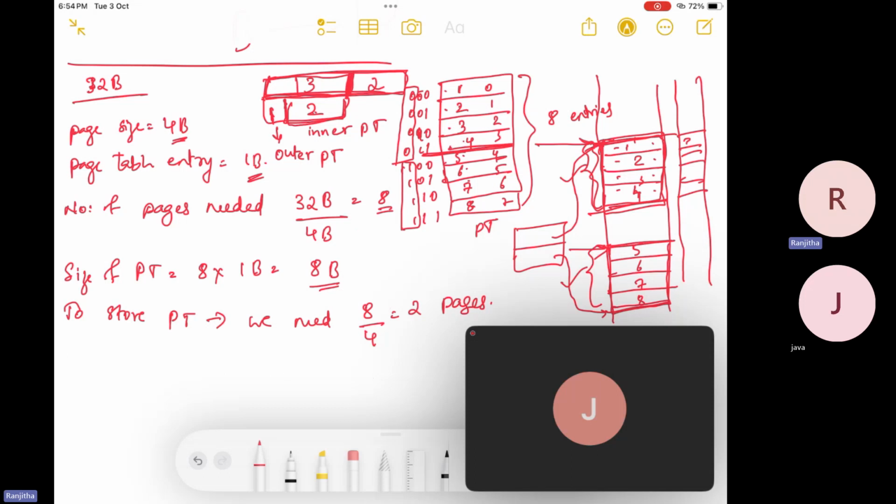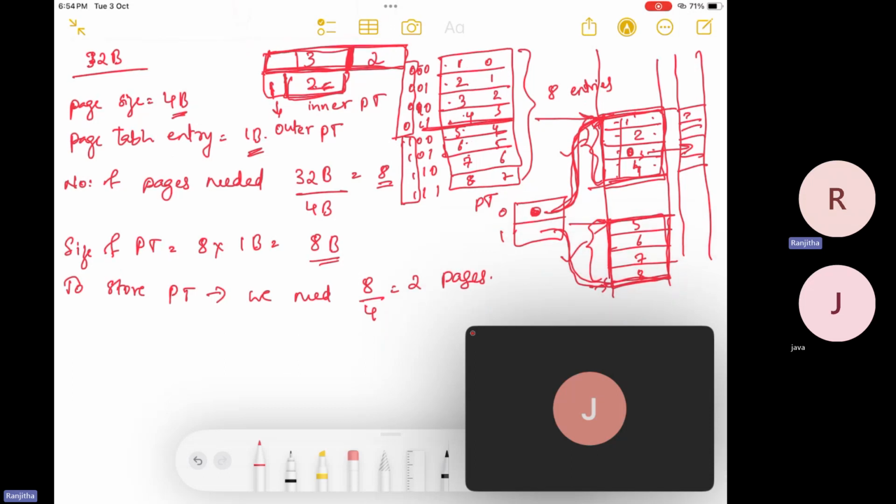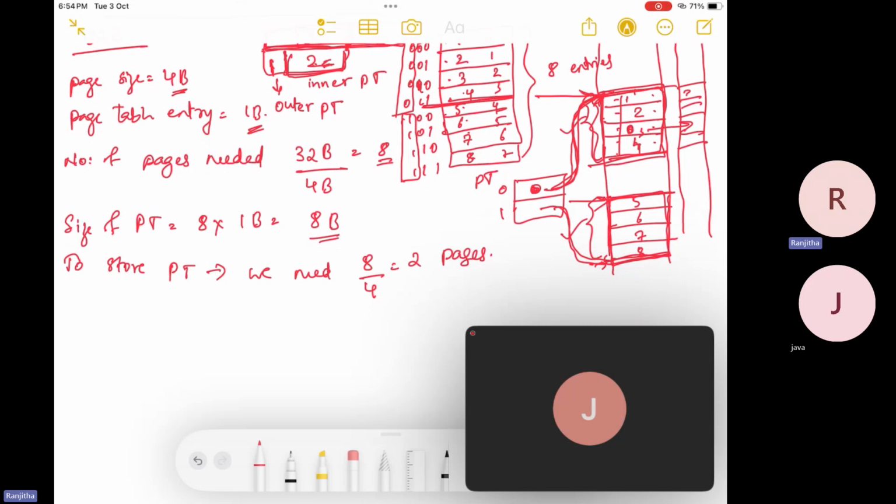So if this first bit is 0, you go here. Then you take these 2 bits and go to any of these locations, and from there you go to the actual data content. If it is 1, go here, then using the inner page table bits, choose among these, and then you get the frame. So this is a simple multi-level paging example.